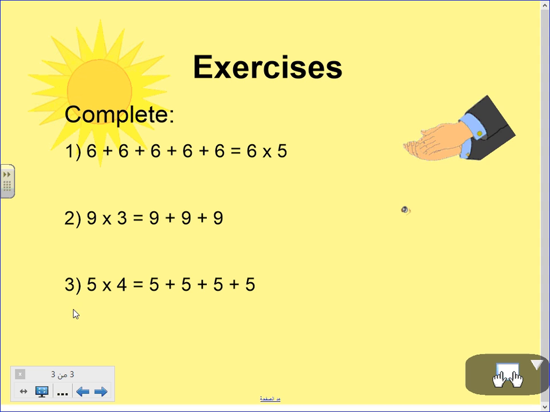Number 3. 5 by 4. The number 5 will be repeated 4 times. Okay, 5 by 4 will equal 5 plus 5 plus 5 plus 5. Excellent, my students.